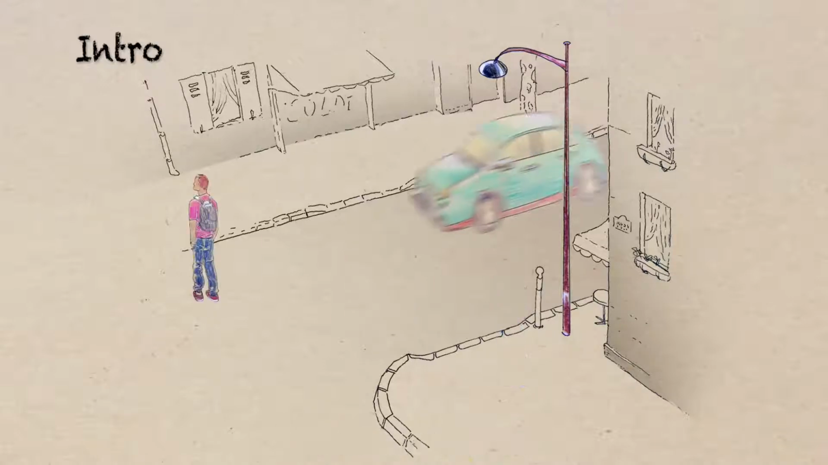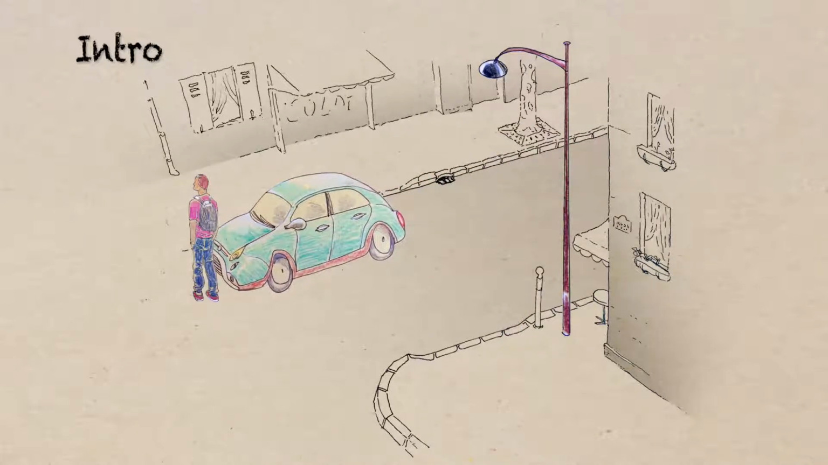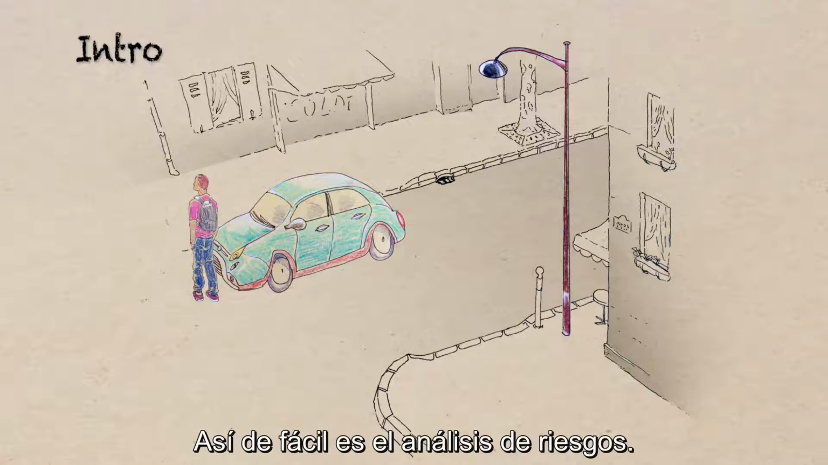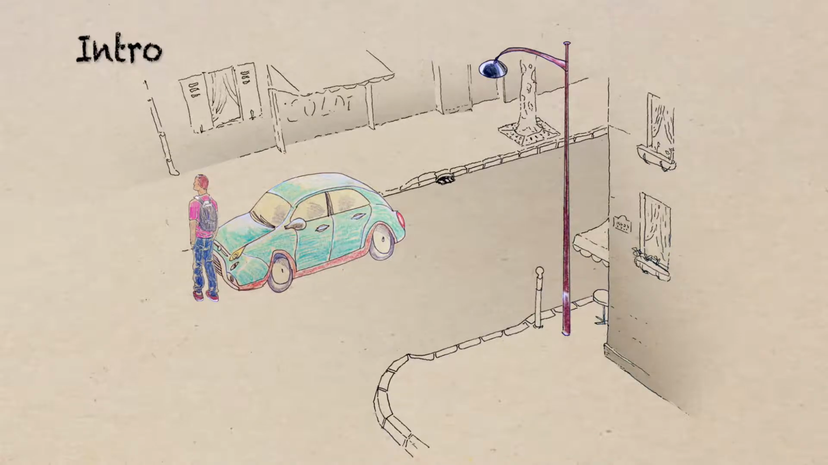What's the risk? Being knocked over by a car. So the risk is when threat and vulnerability meet, the consequences of which can be fatal. That's a risk analysis, as easy as that.